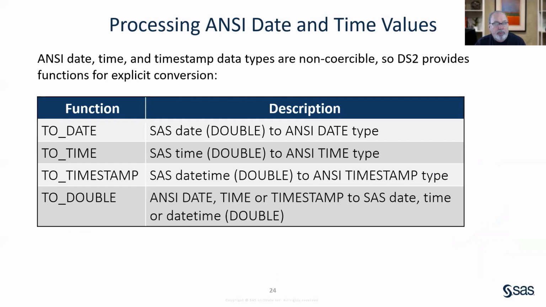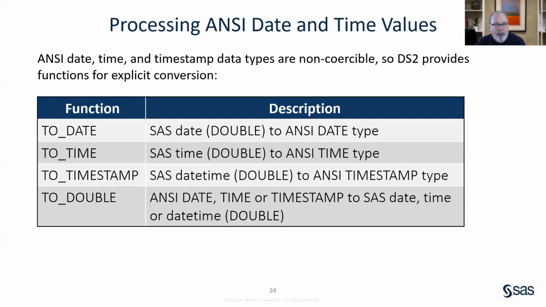So the functions involved for these explicit conversions are these four here. And they're required because, if you recall, ANSI date, time, and timestamp values are non-coercible. That means, for instance, if you wanted to use one of the interval time functions in SAS, like INTCK or INTNX, you need to provide a double precision numeric. If you read that value into DS2 from a SAS dataset that had a date format attached to it, then what you have is an actual ANSI date value. You can't feed that to the INTNX or INTCK function. So you'd need to feed it to the TO_DOUBLE function that would change it back into the appropriate SAS date or datetime value.